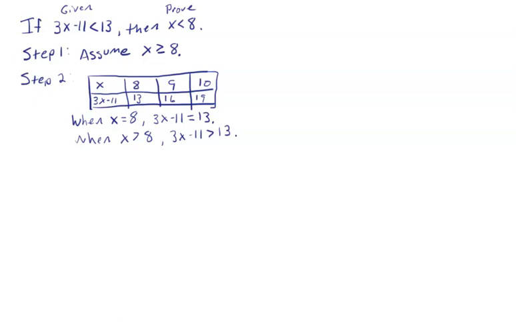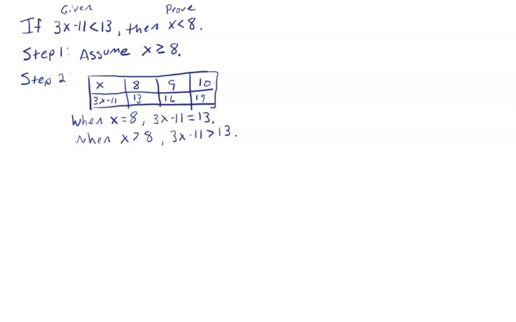Now this is a problem, right? The problem here is that the given says that 3x minus 11 is less than 13. But when x is 8, 3x minus 11 is equal to 13. Those are not the same thing, so this is contradicting what the given has told us. The same happens in the second. When x is greater than 8, the 3x minus 11 is greater than 13. The given says it has to be less than, so this also contradicts the given.